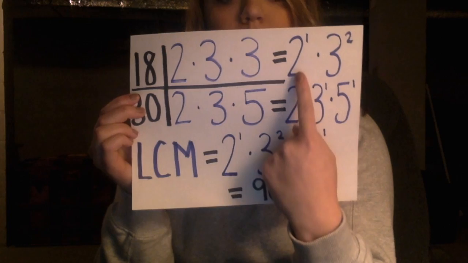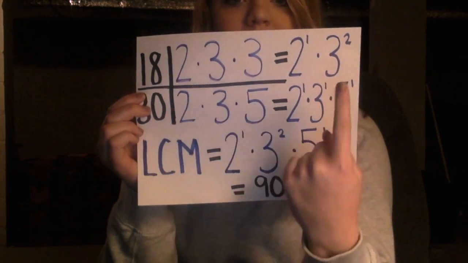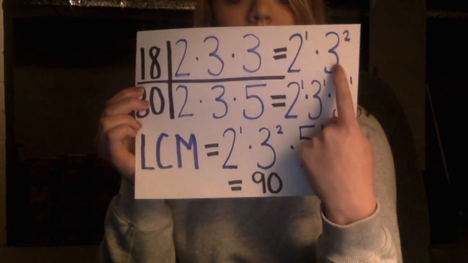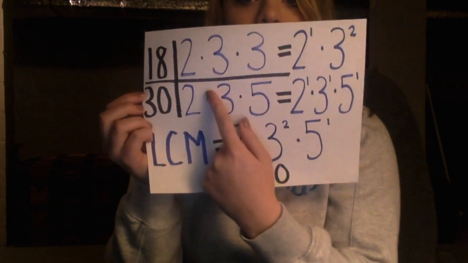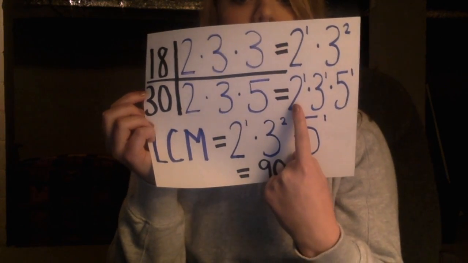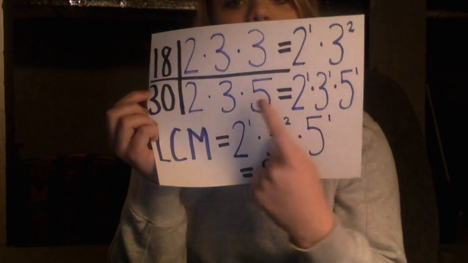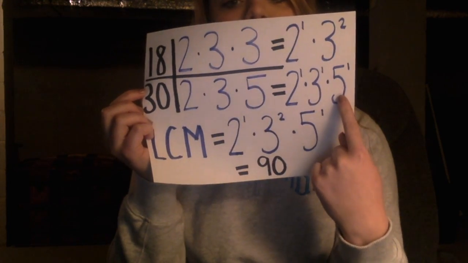So it's going to be 2 with a 1 as the exponent. We have 2 3s that make up 18, so we're going to have 3 with a 2 as an exponent. And for the number 30, we have a 2, so we're going to do a 2 with a 1 exponent, 3 raised to the first power, and 5 with a 1 exponent as well.